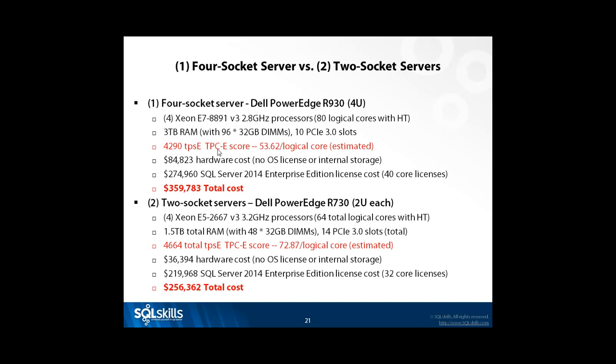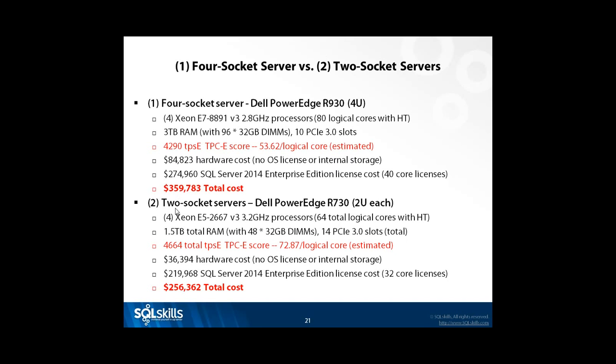So 4290 is its score. If you divide that by the number of logical cores in the machine, 80 of them, you get this figure right here, 53.62. That's an indication of the single-threaded performance of that processor in that machine. This machine with that much memory would be about $85,000, and then you would pay about $275,000 for the SQL Server licenses. So here's your total cost for one 4-socket server.